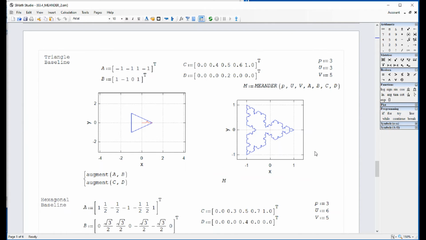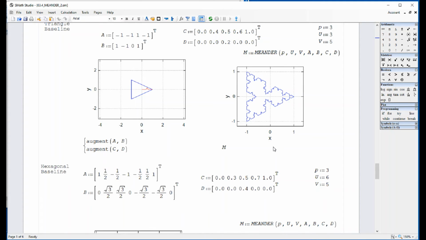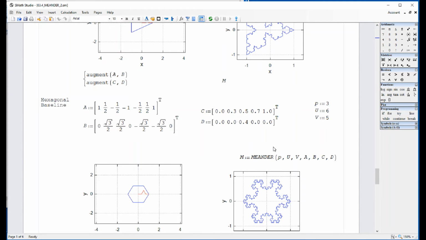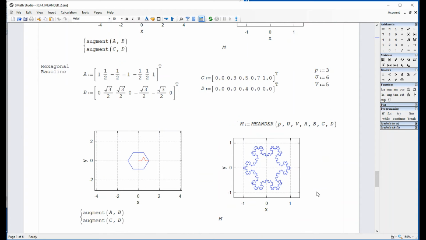This is a triangular baseline with a triangular kind of a Koch-like peak in between. It produces this shape, and if you look at the base, it's sort of a Koch curve for each one of the three sides of the triangle. This is a hexagonal baseline, and a hexagonal baseline with a Koch-like triangle produces Koch-like figures, producing this symmetric hexagonal shape.